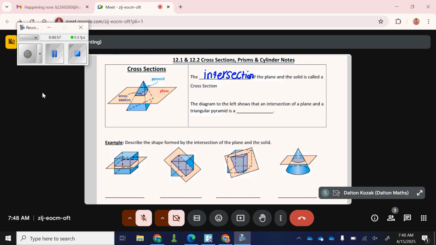So the diagram to the left shows that the intersection of a plane and a triangular pyramid is, so again, you're looking at this shape right here. So it's a triangle. So below that, it says describe the shape formed by the intersections of the plane and the solid. So again, if you take a cube and you get that plane and it looks like you're cutting it right in the center there, you end up with a square.